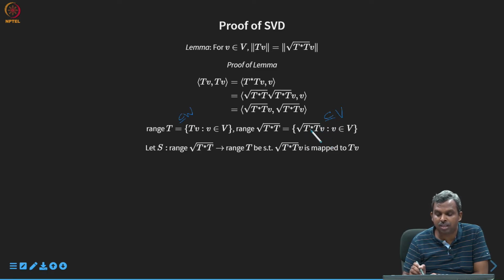As you keep changing V, this thing will change. The same thing happens here: as you keep changing V, this T V also changes. I will take the square root of T star T V and map it to T V. Remember, square root of T star T V belongs to V, in that vector space, and T V belongs to W, the other vector space. So S goes from the range of root T star T to the range of T.